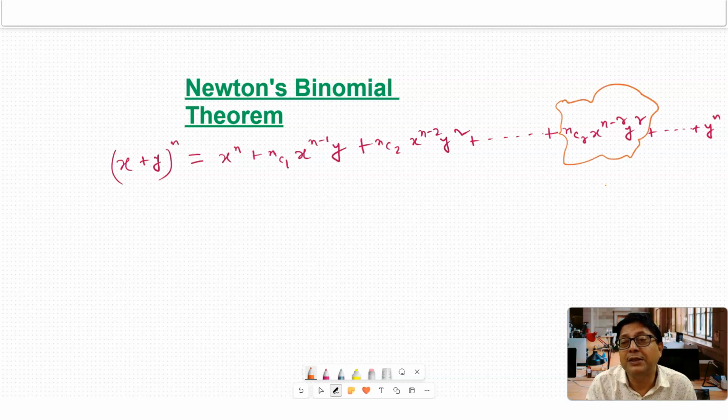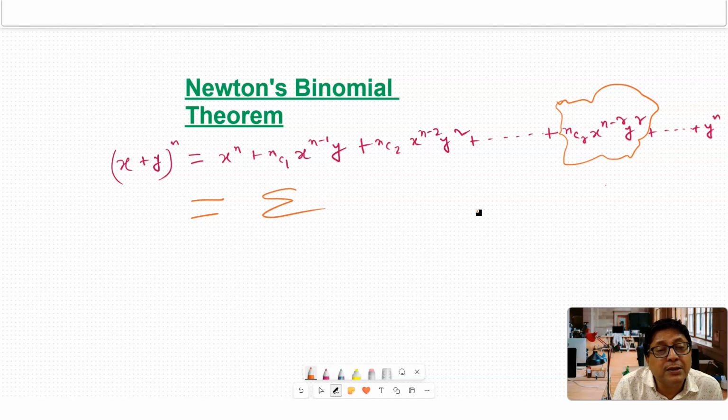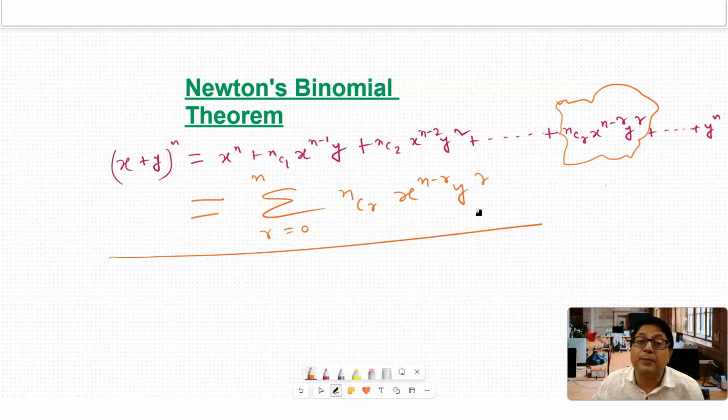I mean this one. This is the representative of all the terms. If you say that, we will write it by using sigma symbol. Sigma means r equal to 0 to n, nCr x to the power n minus r y to the power r. Then this is appropriate.